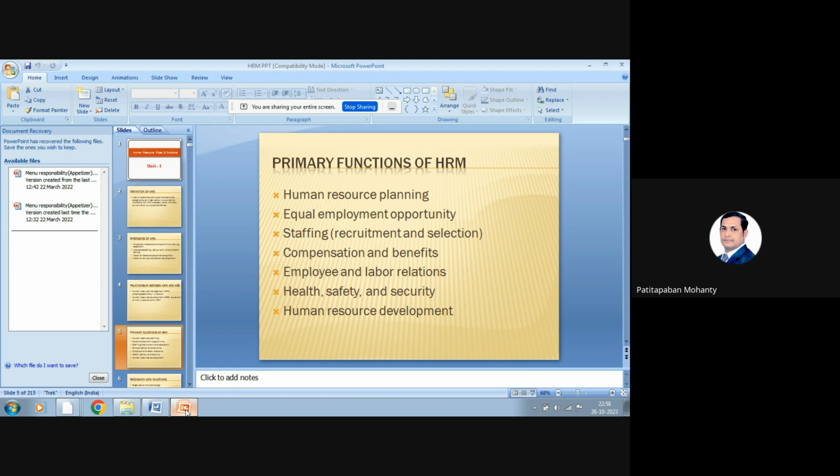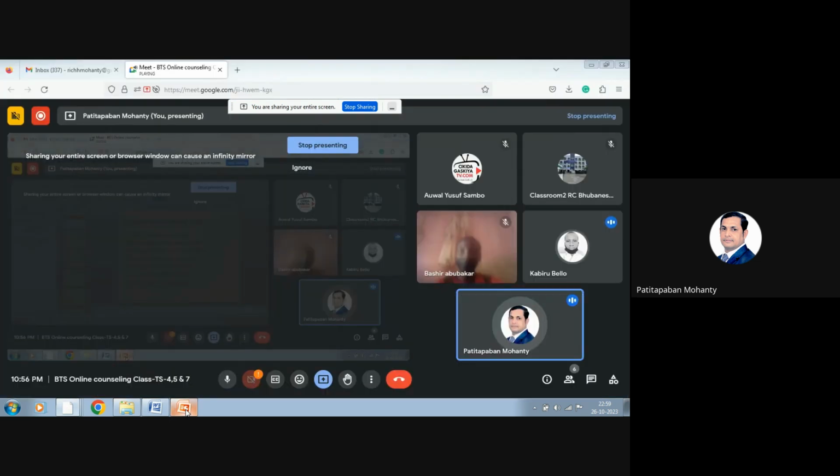That's where HRM plays a pivotal role in the success of any organization, and the leader behind this HRM should be very strategic by nature, very proactive by nature, because these functions require a lot of leadership qualities, planned and strategic decision making. Without this you cannot run your organization. So it should be remembered that HRM is very complex.